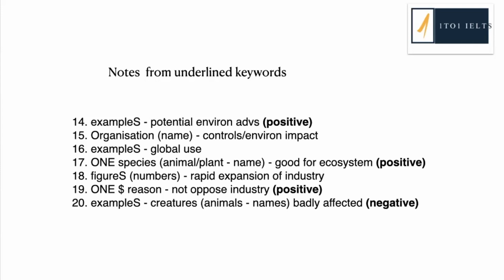And for 20, again, we're looking for multiple examples. We're looking for names of animals, maybe birds, which are badly affected. So this is probably going to be quite a negative paragraph about palm oil. These are the notes I'm going to be using going forward to scan for the information that we need.